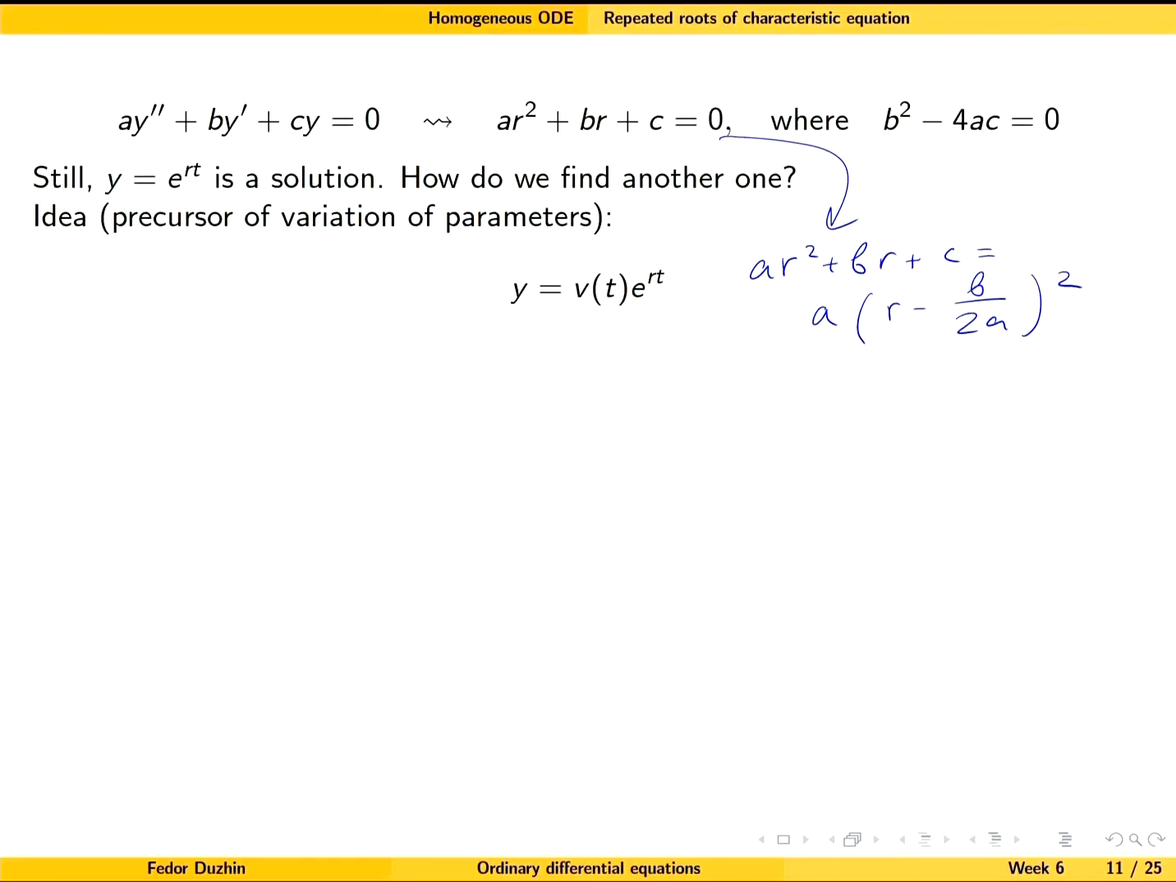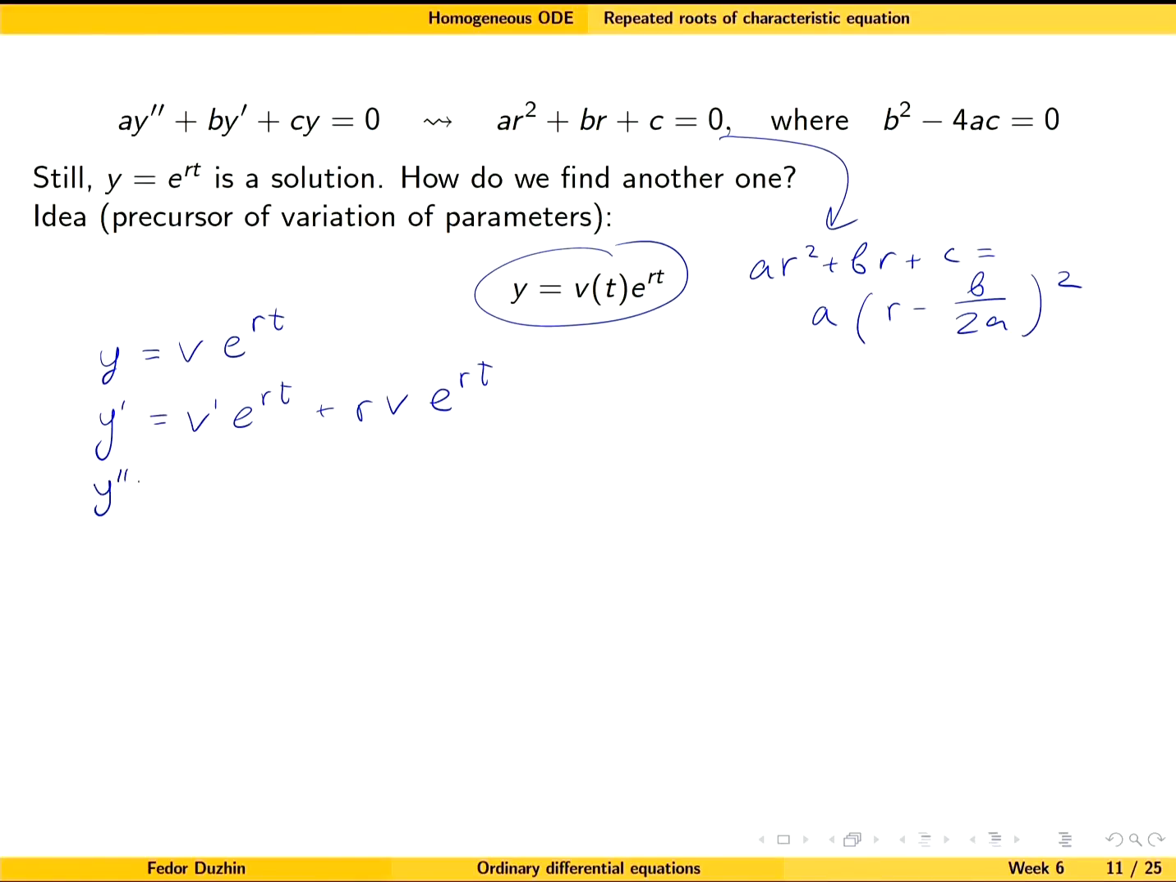So here is what we are going to do. We are going to look for a solution in this form, where y equals some unknown function times e to the rt. So let me try to see what's going to happen. I'm going to write that y equals v times e to the rt, meaning that v is a function of t. Then what is y prime? So y prime is v prime e to the rt plus rv e to the rt.